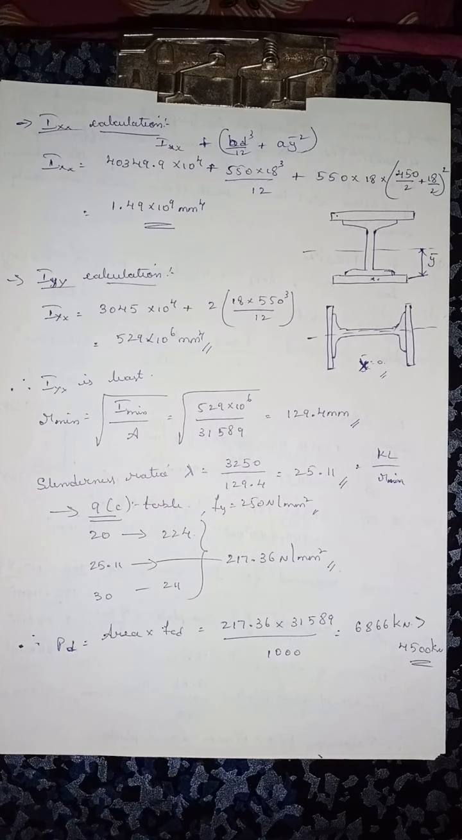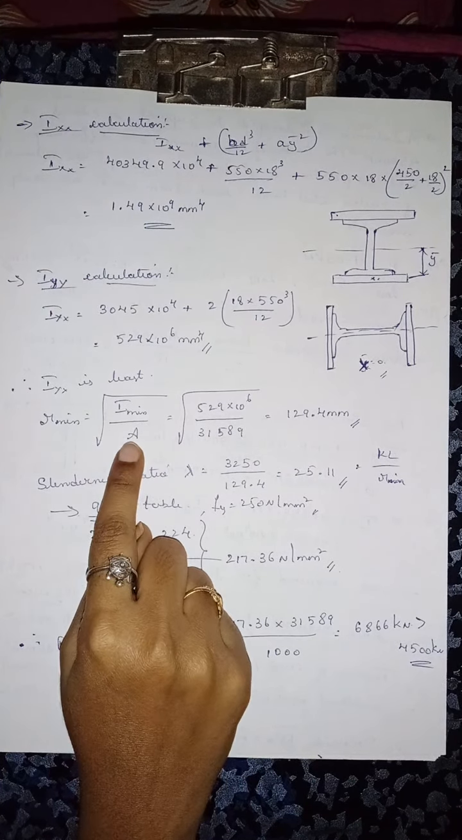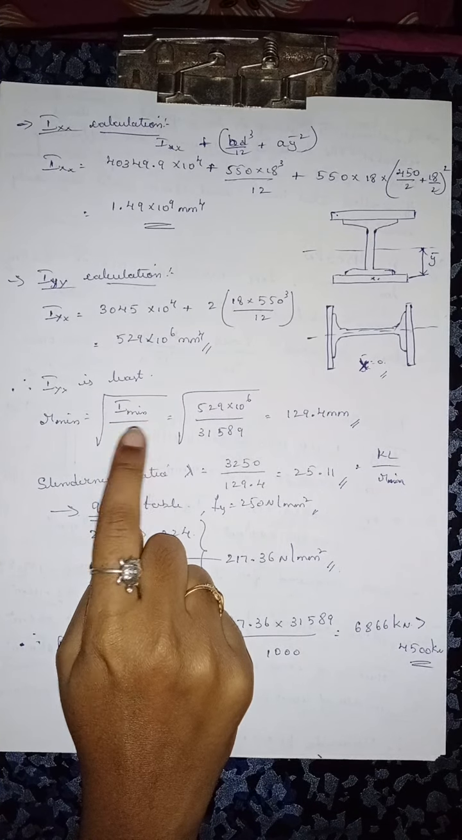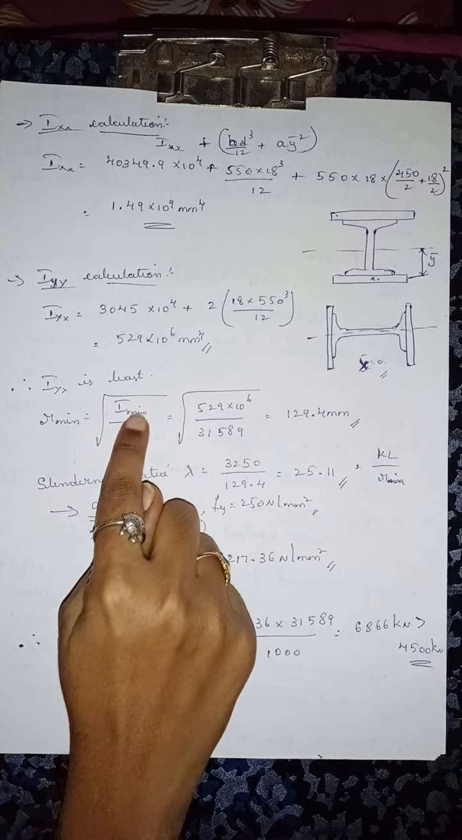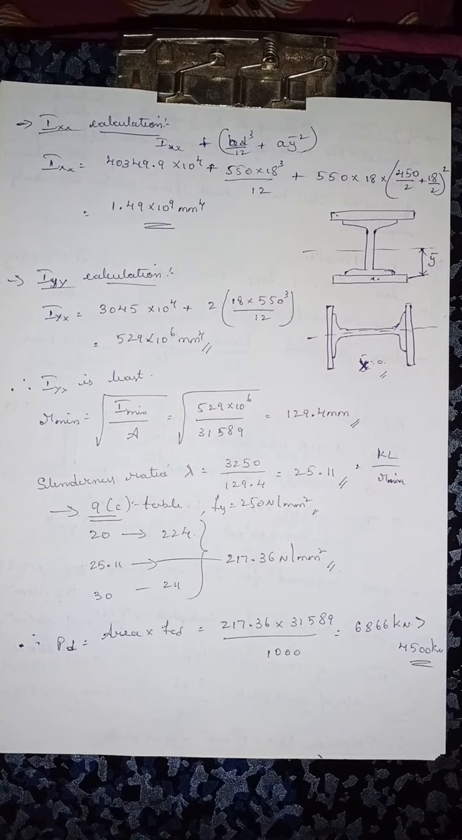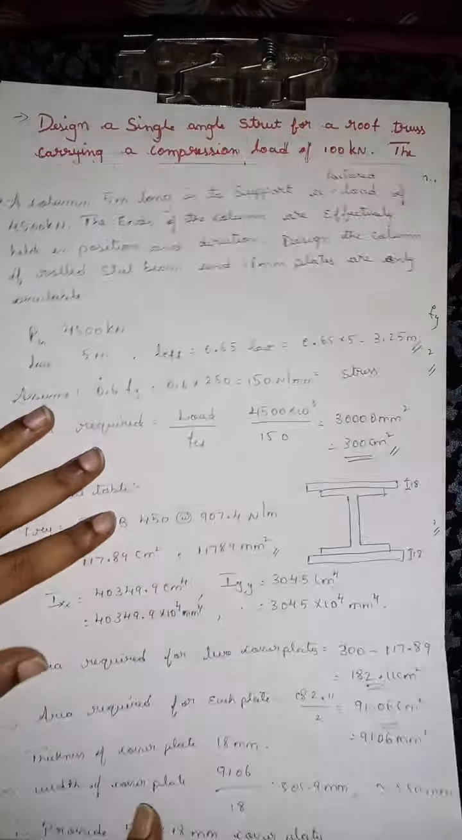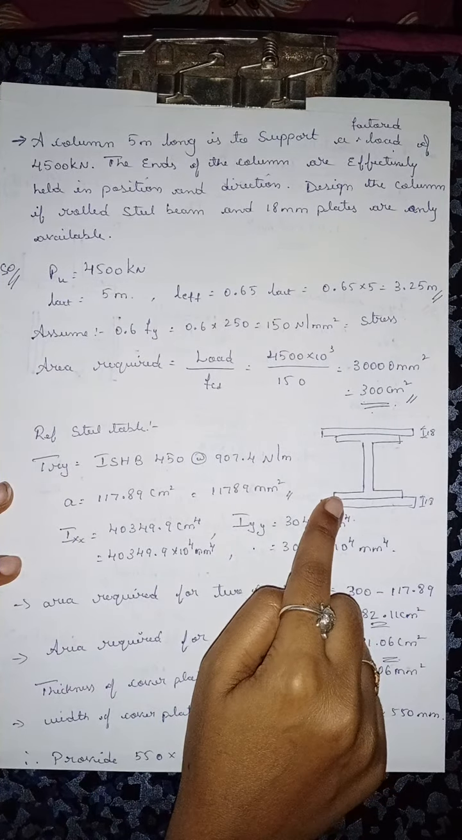So to find out FCD, we want R minimum value, right? So as it is a built up section, we will not get R minimum directly. You need to find it out. To find out R minimum, we have an expression over here, square root of I minimum divided by area, right? So I minimum is nothing but the moment of inertia minimum towards xx or yy. See here, whatever the Ixx or Iyy we have got, it is only for the I section, not including the plates, right?